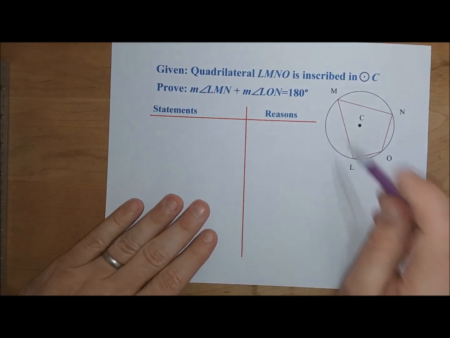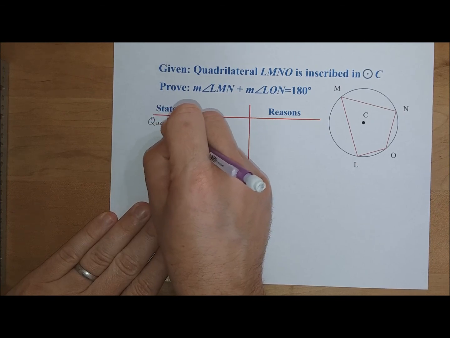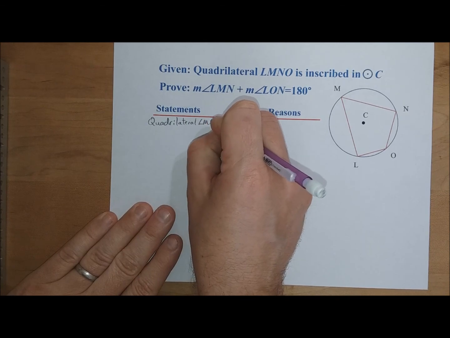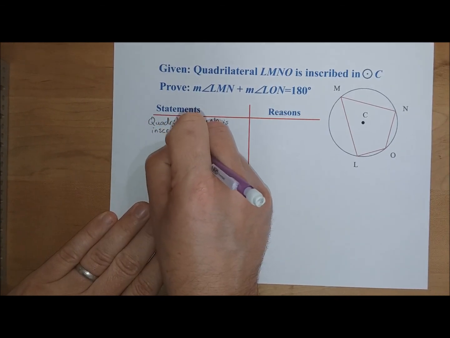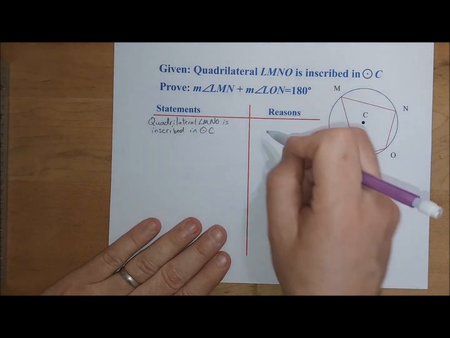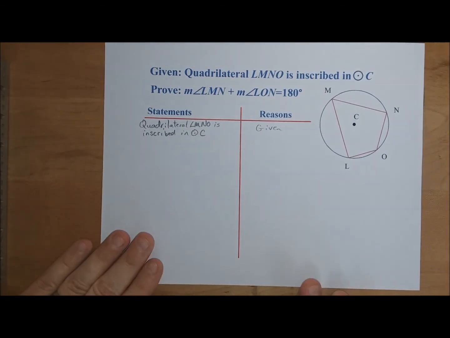So we've got our quadrilateral LMNO. Let's just go ahead and restate our given information. Quadrilateral LMNO is inscribed in circle C. Good. And that is our given information. Okay, where do we want to go from here?